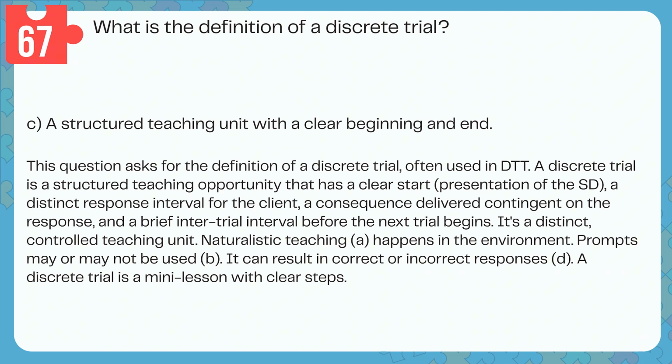Naturalistic teaching. A. Happens in the environment. Prompts may or may not be used. B. It can result in correct or incorrect responses. C. A discrete trial is a mini-lesson with clear steps.